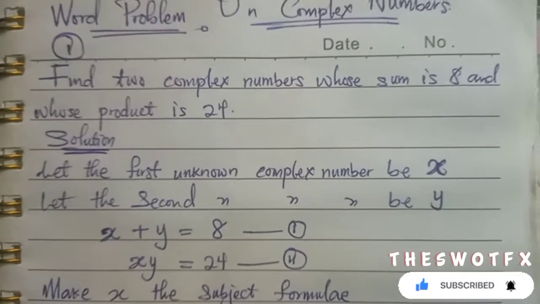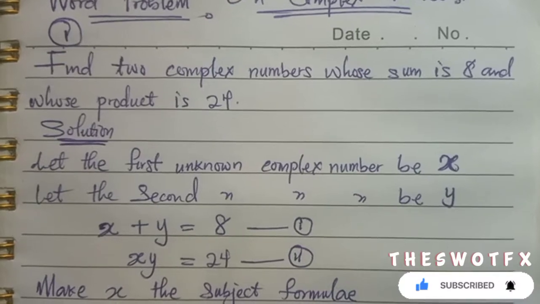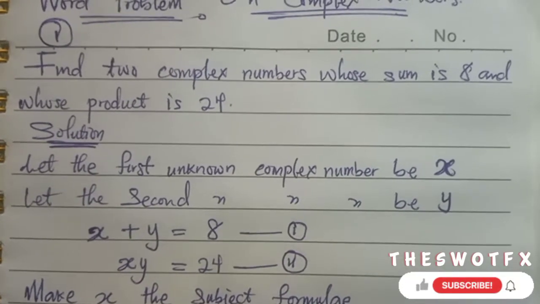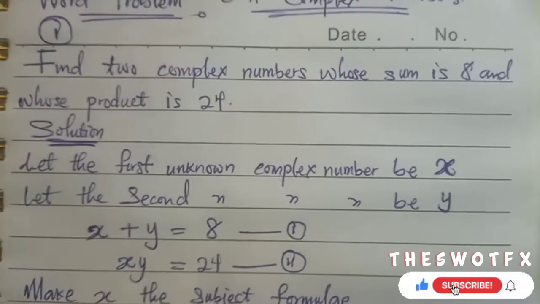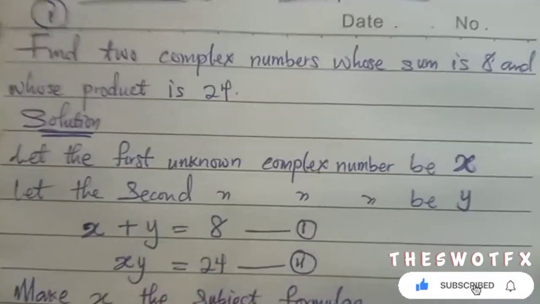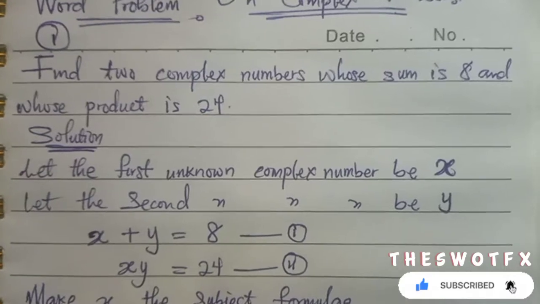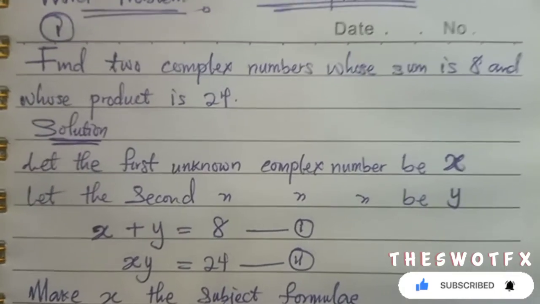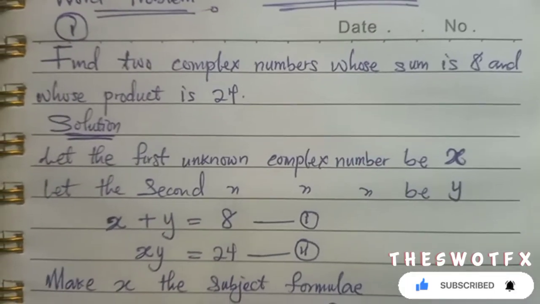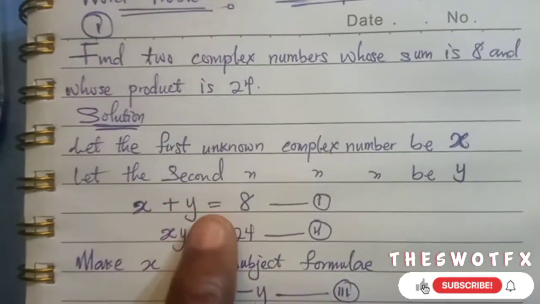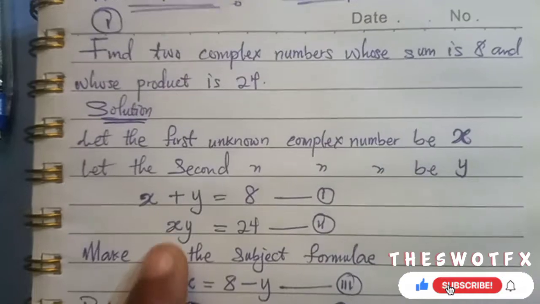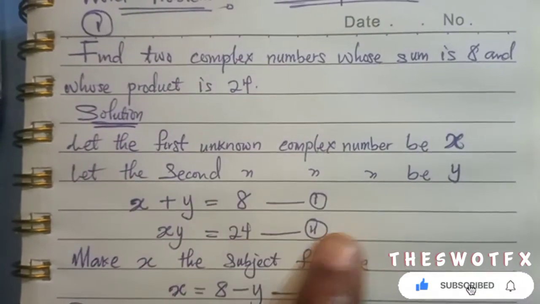Then the question says whose sum is 8. When you have the two of them, the sum is 8. Whose product is 24. When you multiply both of them, you get their product to be 24. So that's why I represented the first one as x plus y equals 8, equation 1, and x times y equals 24, equation 2.